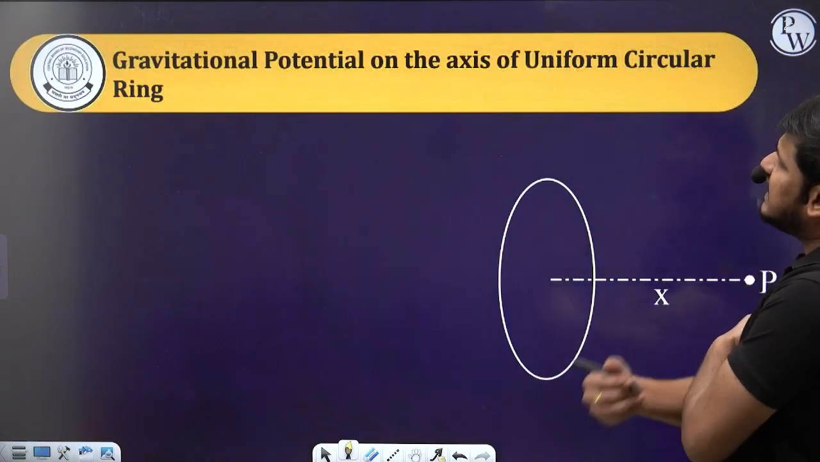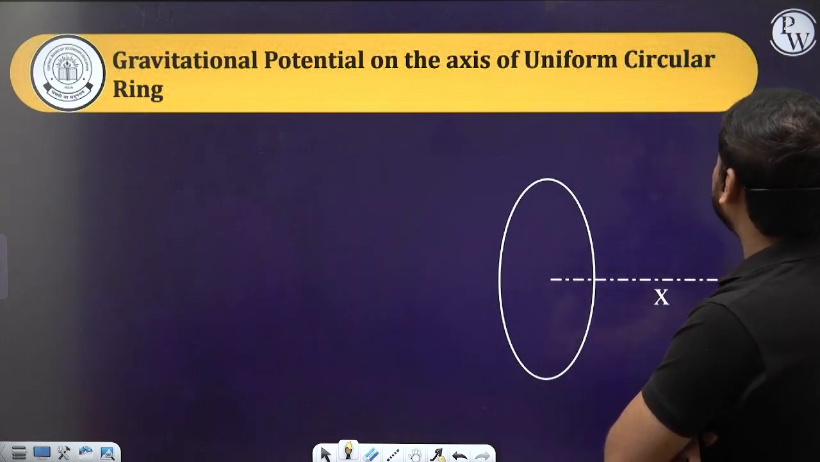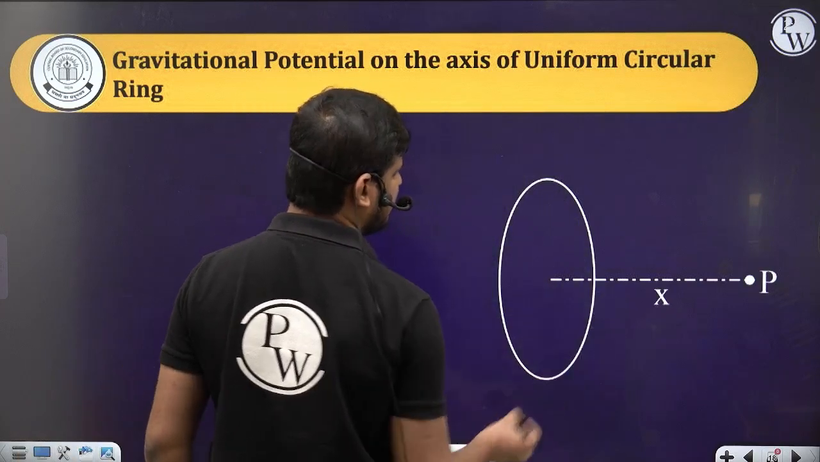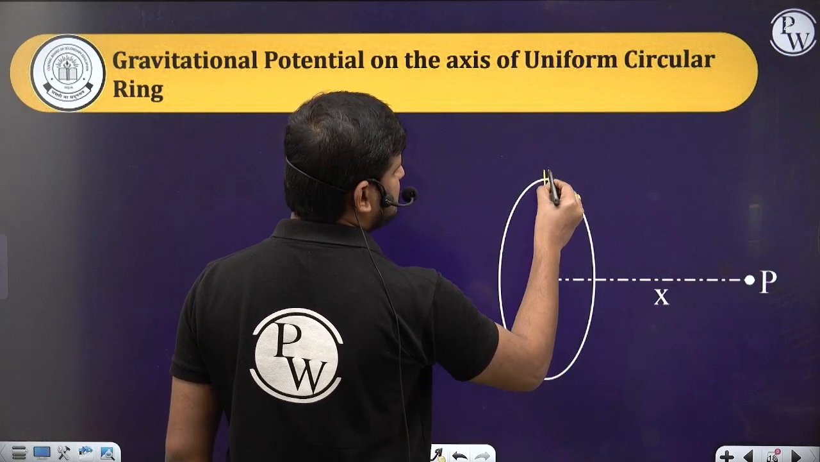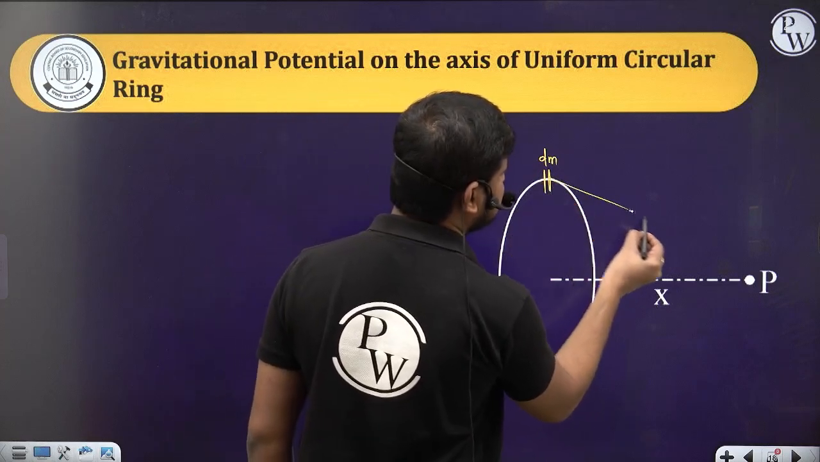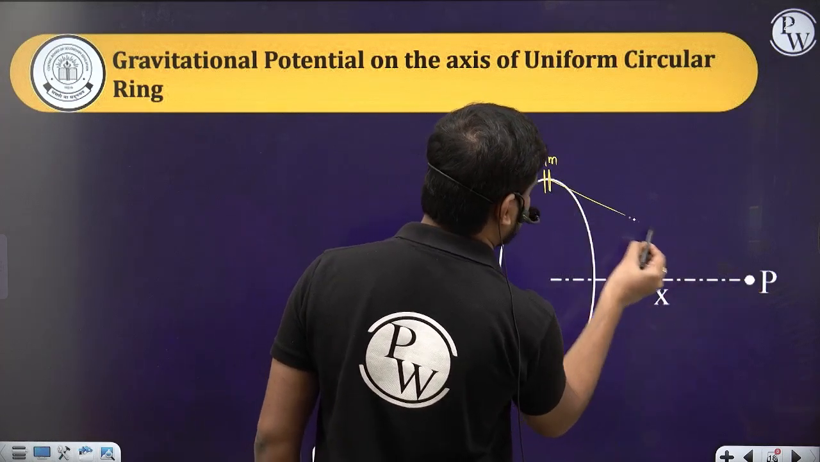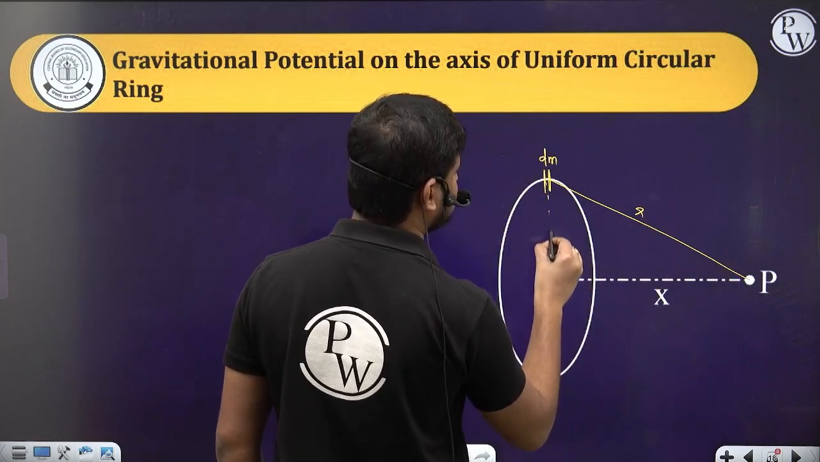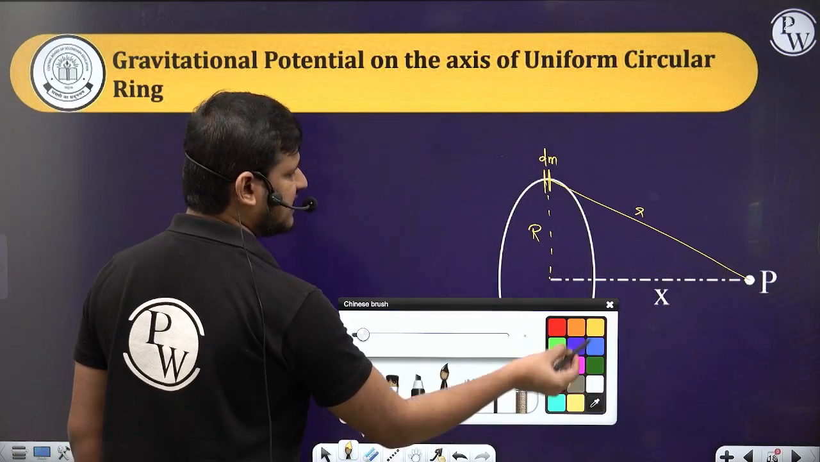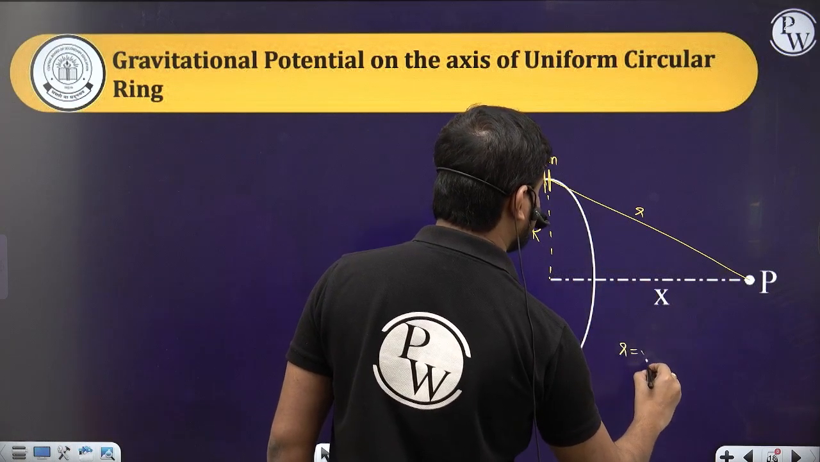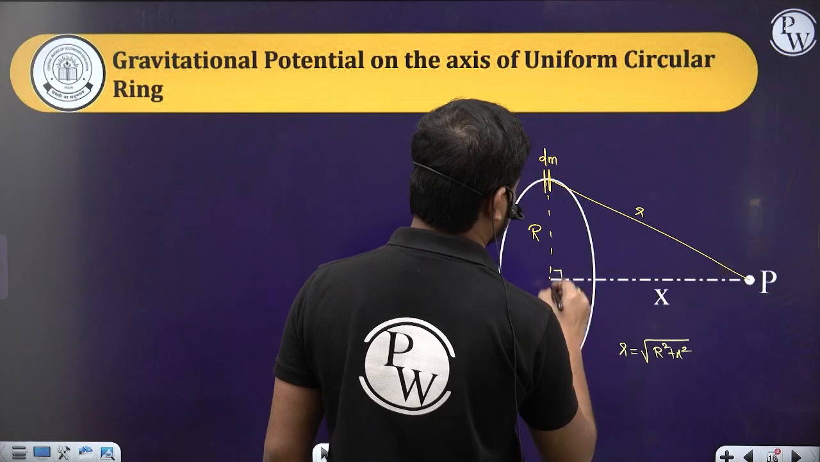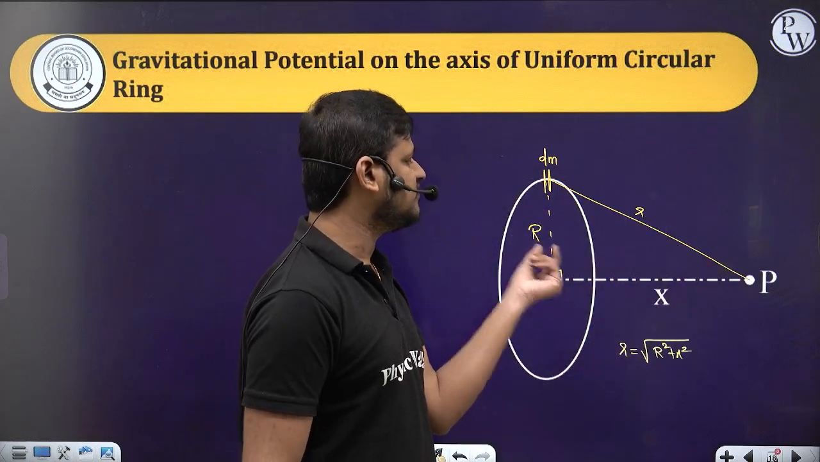Now, what is the gravitational potential on the axis of a uniform circular ring? See here, for this uniform circular ring, what we do is simply cut a small mass dm. Let's suppose this is at a distance small r. This uniform circular ring has radius r. From here I can write that this R is equal to the square root of r square plus x square, because this is a right angle triangle. Yes or no? R is equal to the square root of r square plus x square.